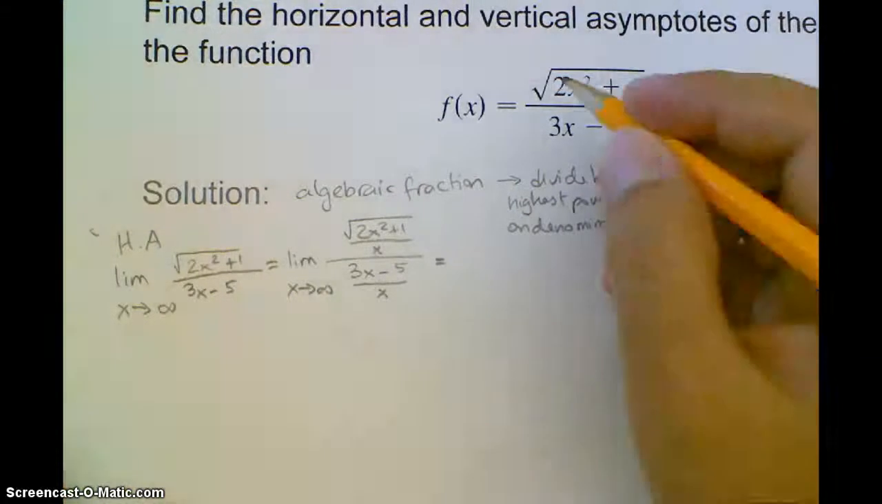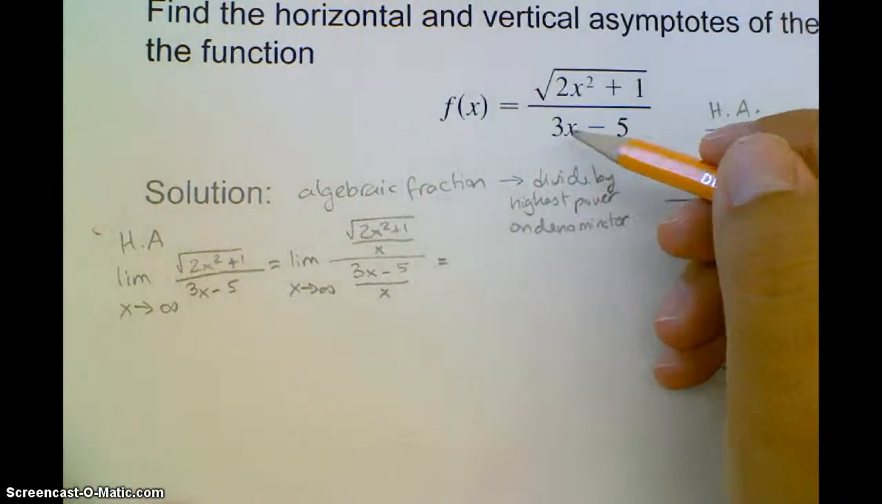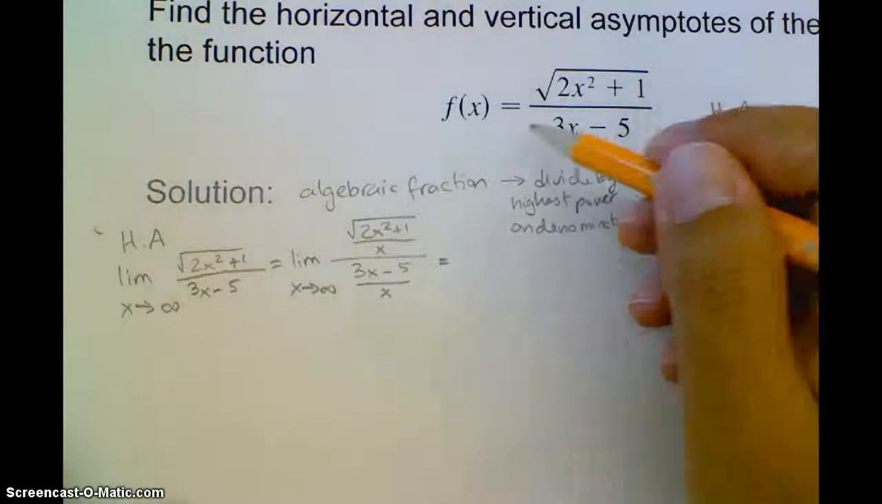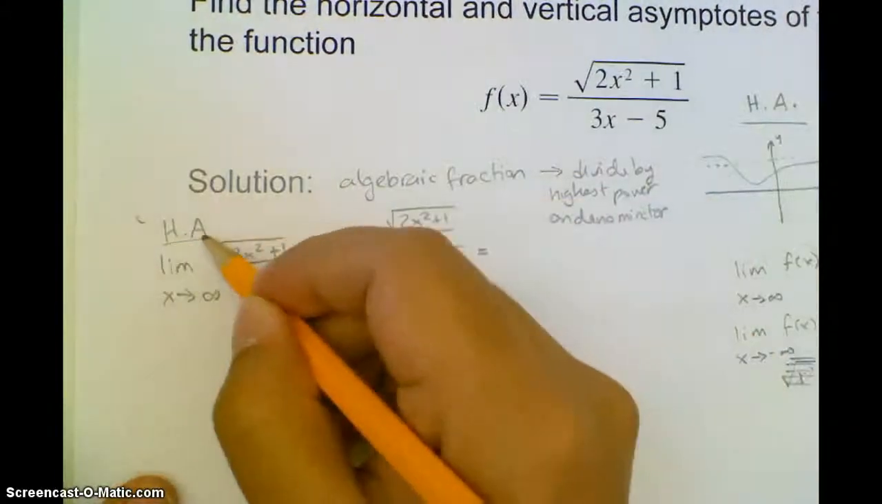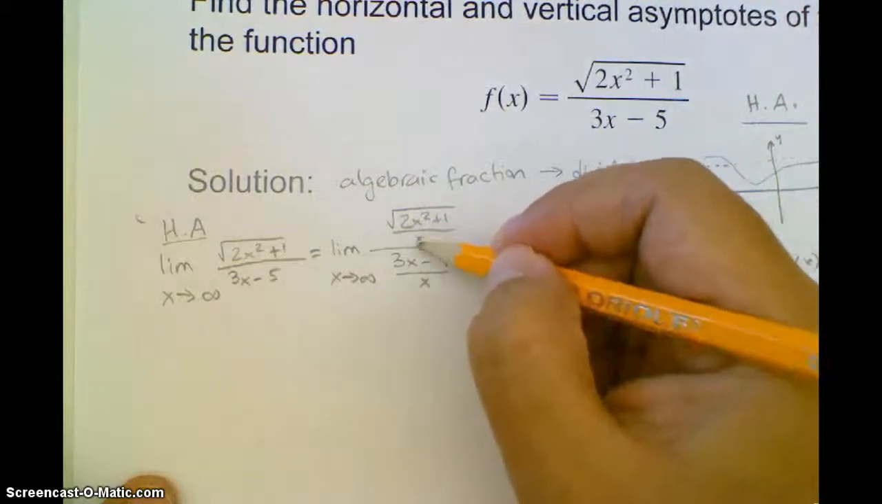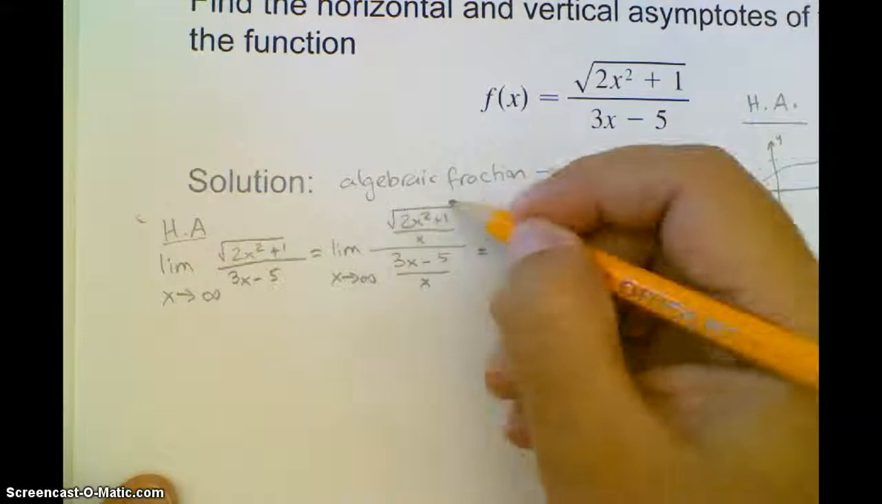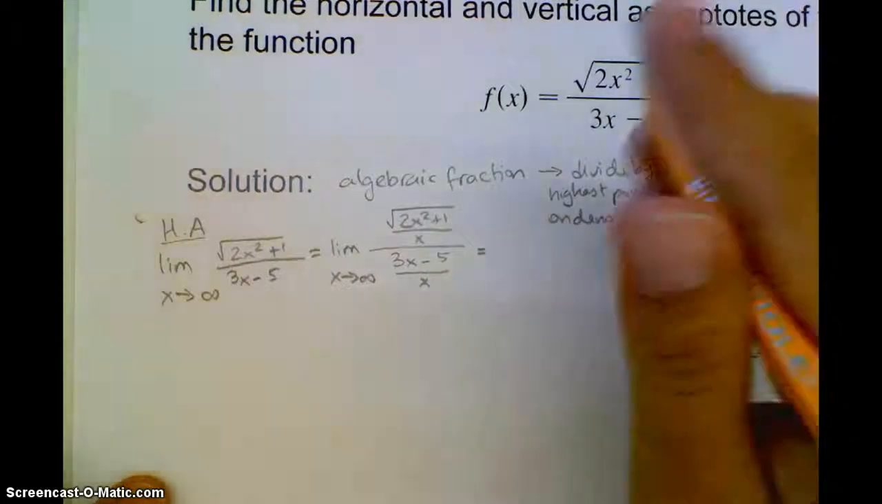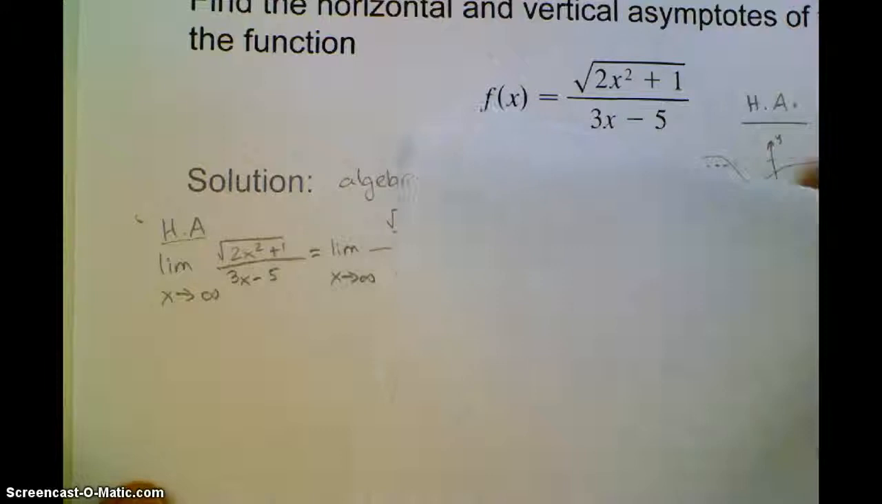If I have an algebraic fraction, remember that I have to find the highest power of x in the denominator and divide both numerator and denominator by that. So when I do that in this particular case, I notice that I have a square root. So the x actually cannot divide these two terms because both terms are under the root. So in some way I have to bring this x inside the root. So let's see how we do that.